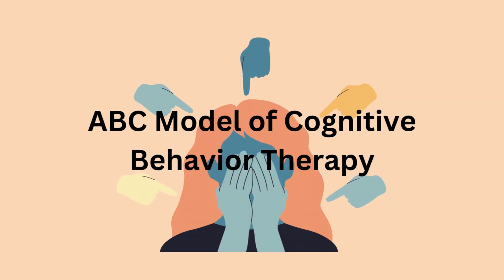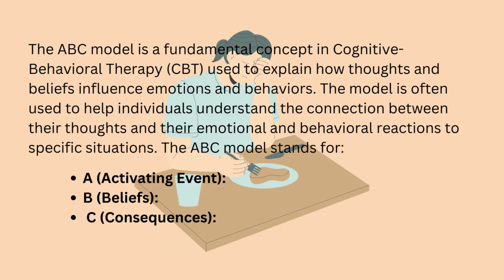ABC model of cognitive behavior therapy. The ABC model is a fundamental concept in cognitive behavioral therapy, CBT, used to explain how thoughts and beliefs influence emotions and behaviors. The model is often used to help individuals understand the connection between their thoughts and their emotional and behavioral reactions to specific situations. The ABC model stands for: A, Activating event; B, Beliefs; C, Consequences.